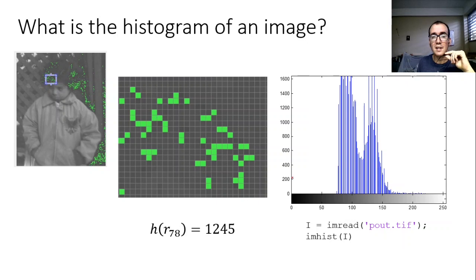In this example, we are seeing the same image, and in this case we have the intensity level 78. I have highlighted in green, in the entire image, all the pixels that have the same intensity level, in this case 78. Each one of these pixels has level 78. If we count all those pixels, we get this result: 1,245 pixels on the image have this intensity.